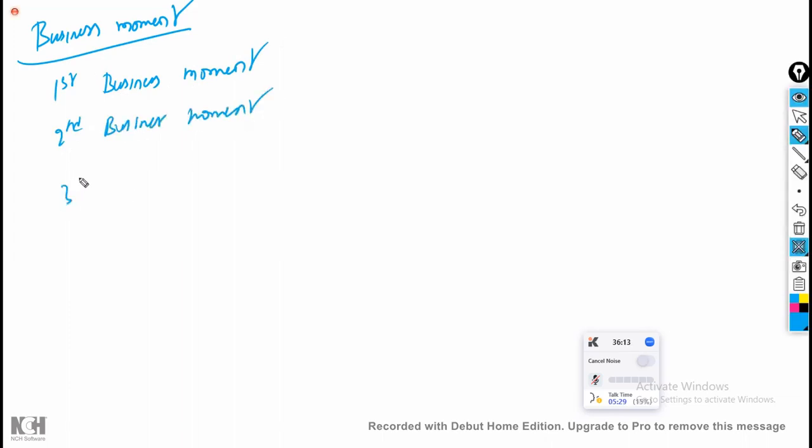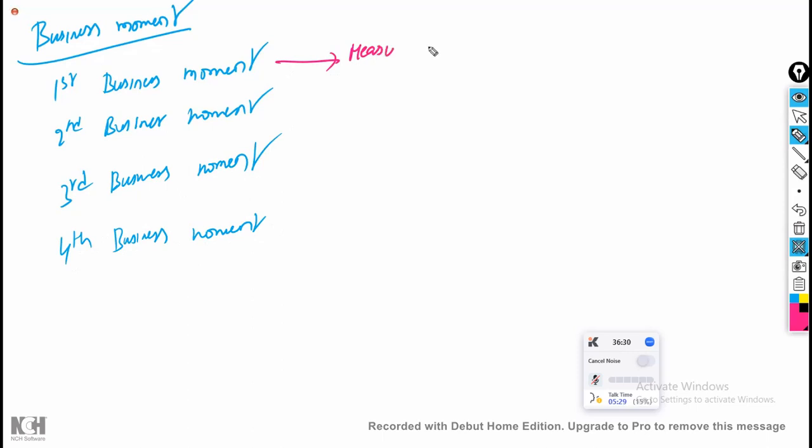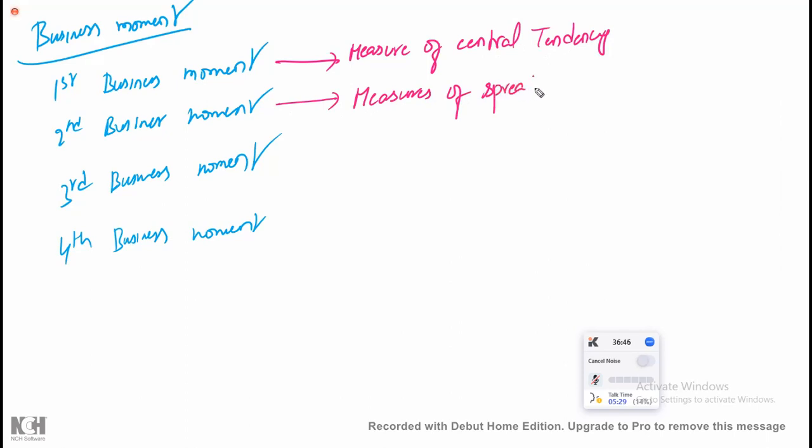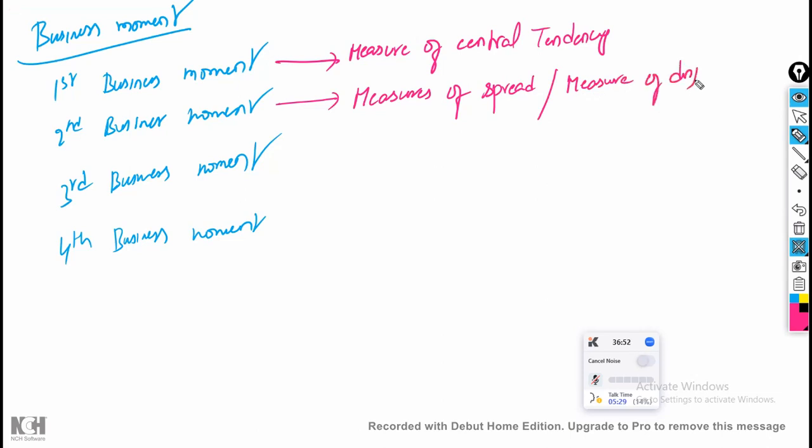Third. And fourth. 4 business moments are there: first, second, third, and fourth. The first business moment is called the measure of central tendency. The second one is called measures of spread. Measures of spread, or measures of dispersion, means how my data is distributed.